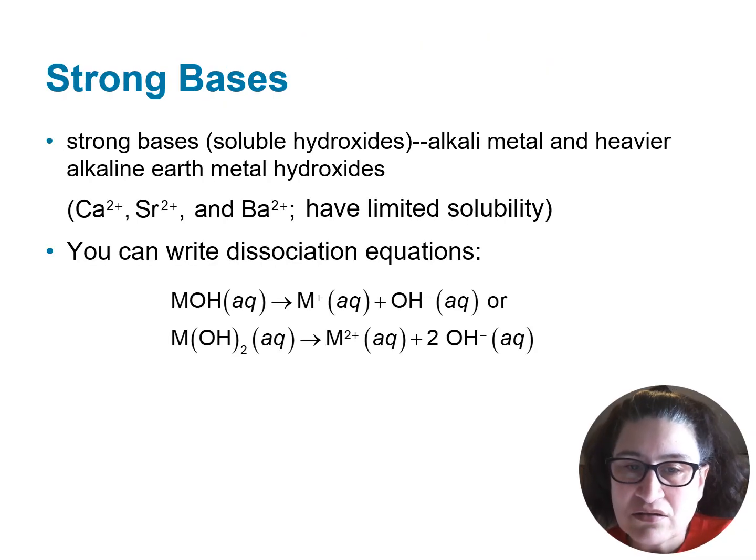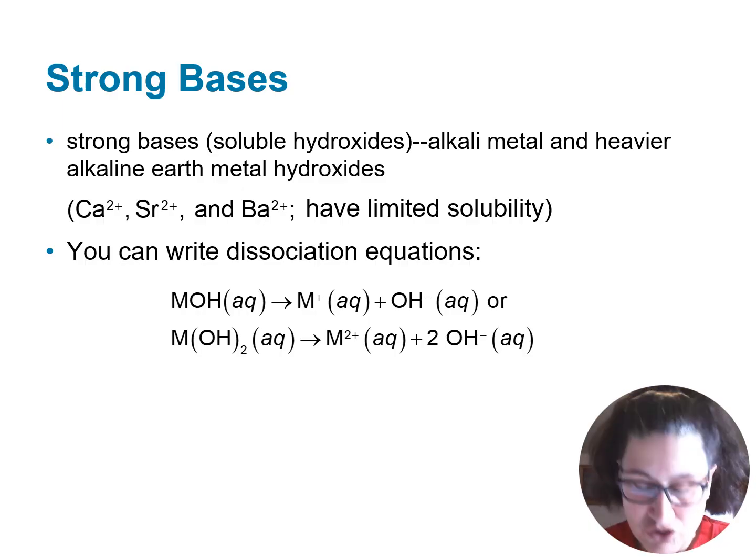Now, strong bases, on the other hand, those were column 1 and the bottom half of column 2 with OHs, as long as they are soluble. And we could write those. So for example, if this is an alkali metal, like LiOH, it would split apart into Li and OH. If it's in column 2, like calcium hydroxide, then this would split apart into 1 calcium and 2 OHs.